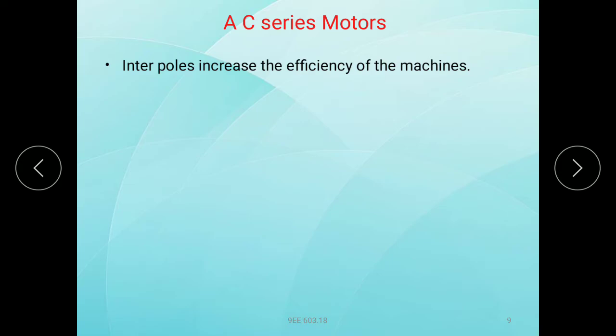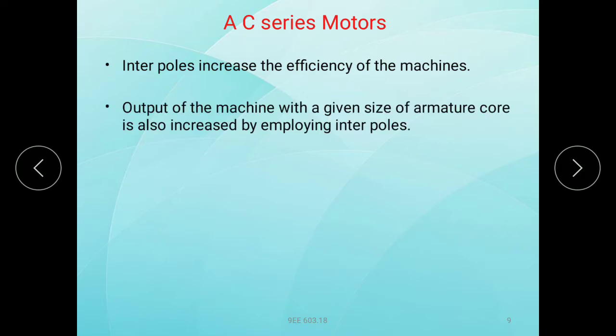Interpoles increase the efficiency of the machines and the output of the machines. So interpoles increase the efficiency and the output of the machine with a given size of armature core, which is also increased by employing interpoles.